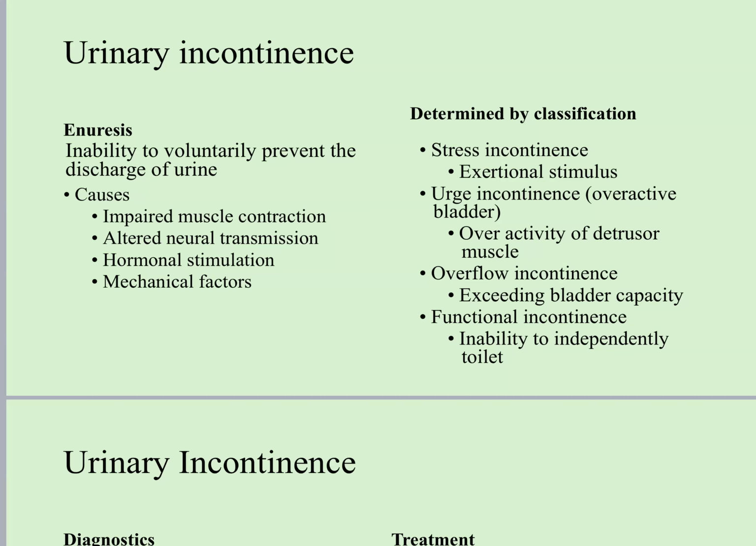Then there is urge incontinence. So that is an overactive bladder. What happens with that is a really strong urge to pee, followed by an involuntary leak. And so this is overactivity of that detrusor muscle.